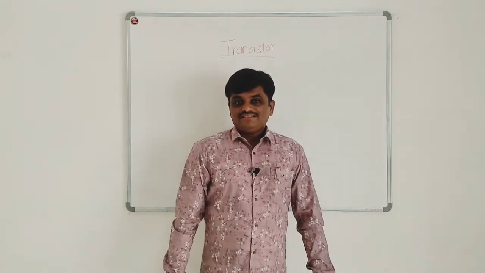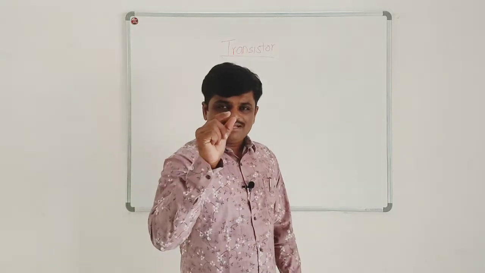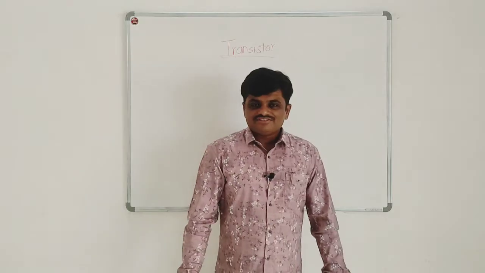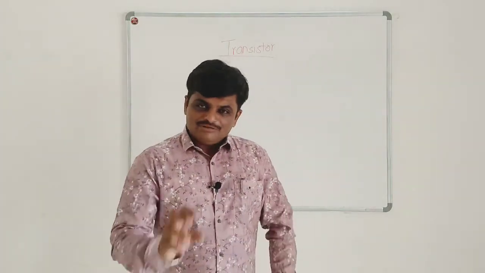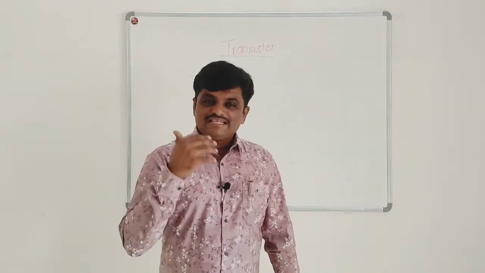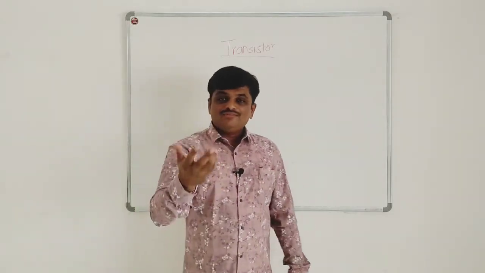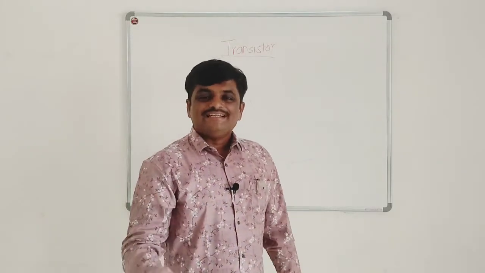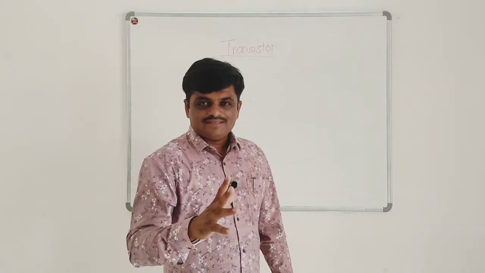Now let us see the advantages of transistors over vacuum tubes. Transistors are made of semiconductor materials. They are very small in size, light, have low power consumption, and they are versatile. That is why they are used in day-to-day life in almost all electronic devices, in mobile phones, laptops, PCs, washing machines, everywhere you find transistors.